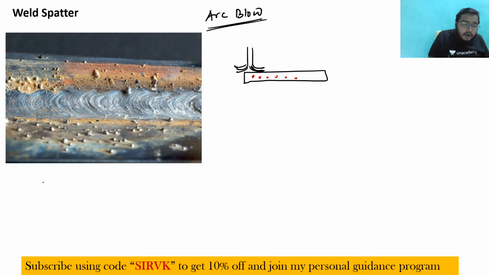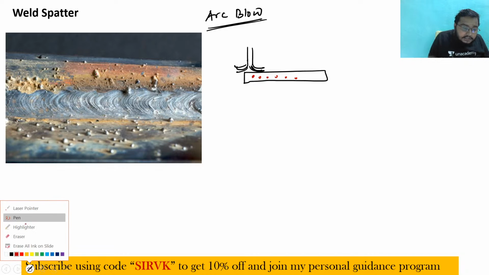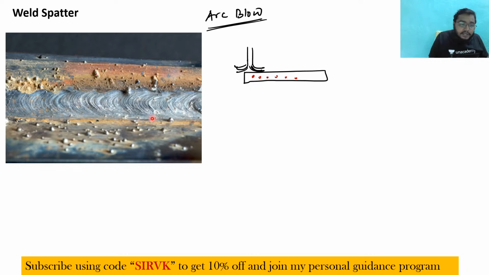See, these are all the spatters. Can you see it? Small droplets are there. These small droplets are known as weld spatter. Okay sir, this is what we call weld spatter. Let's understand why weld spatter happens.